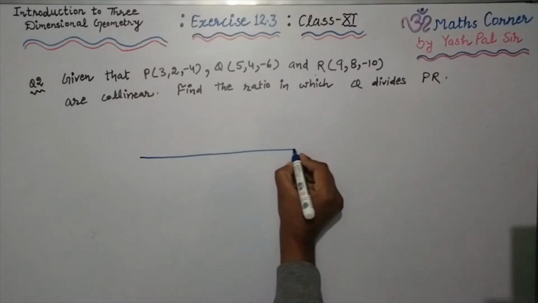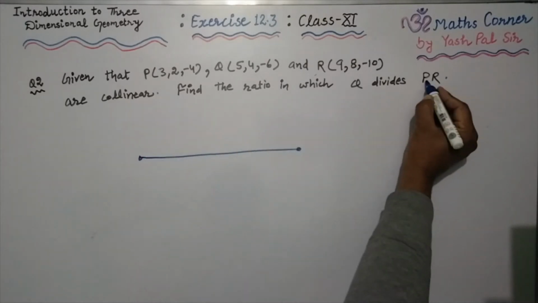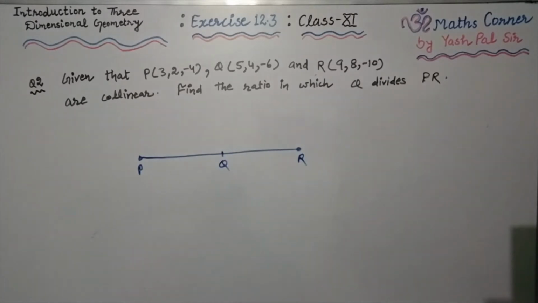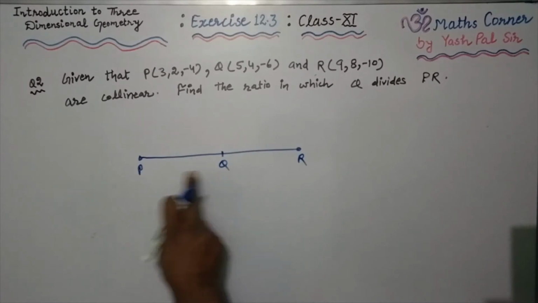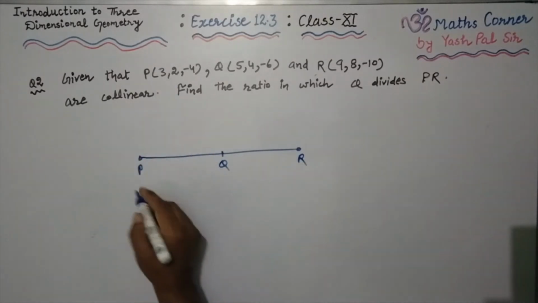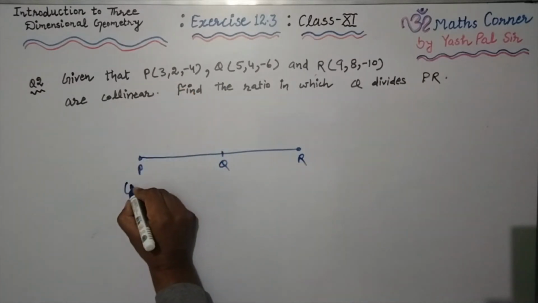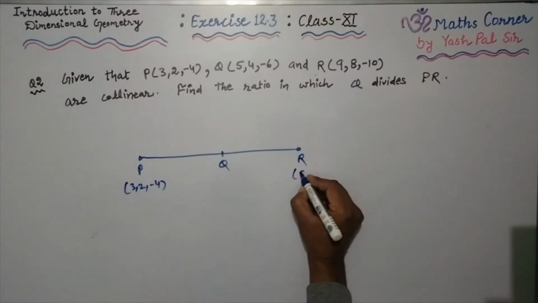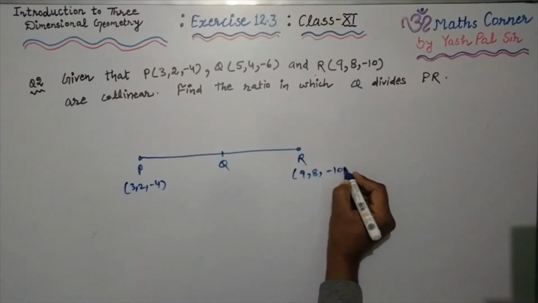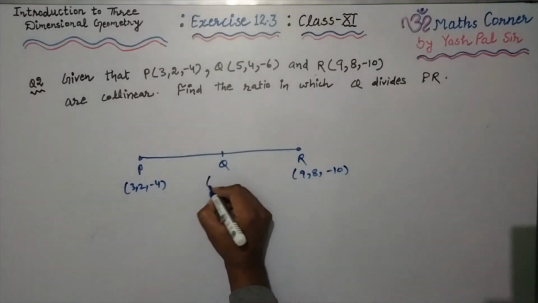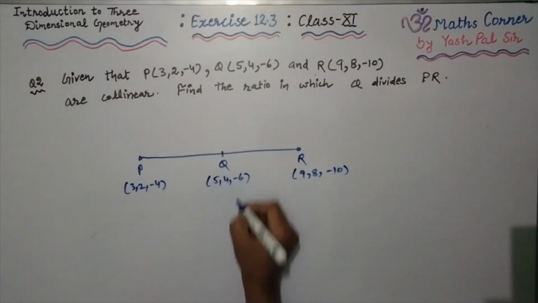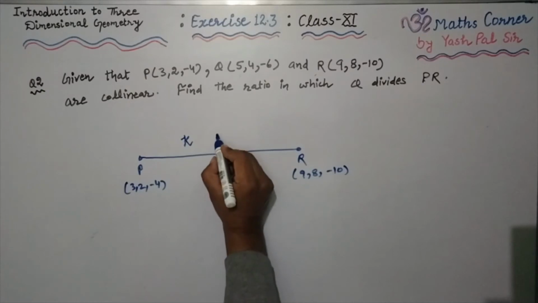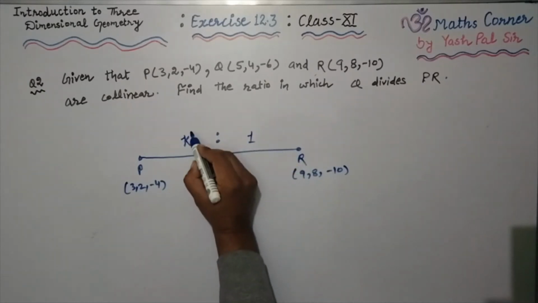So again, suppose we have the line PR, and this is the point Q. We don't know whether this is internally dividing or externally dividing. So the coordinates of P are 3, 2, minus 4, and R coordinates are 9, 8, minus 10, and the coordinates of Q are 5, 4, minus 6. We suppose this Q divides PR in the ratio of K ratio 1.